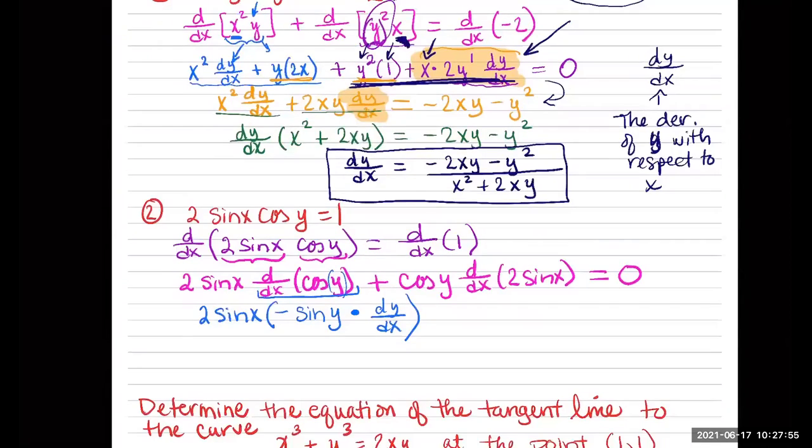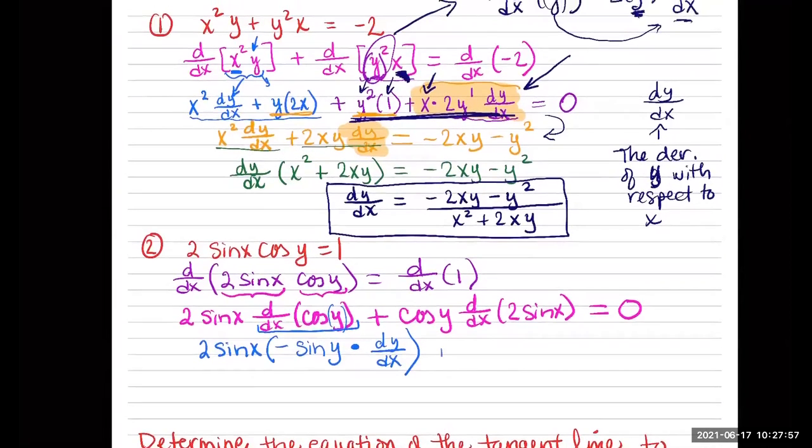Then plus cosine y times the derivative of 2 sine x, which would be 2 cosine x. Okay, so any questions about that step?